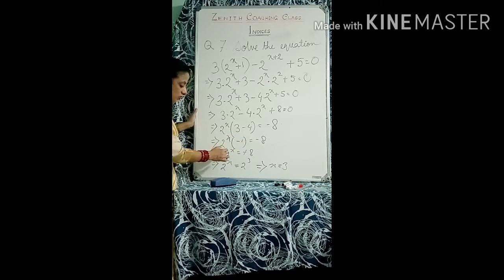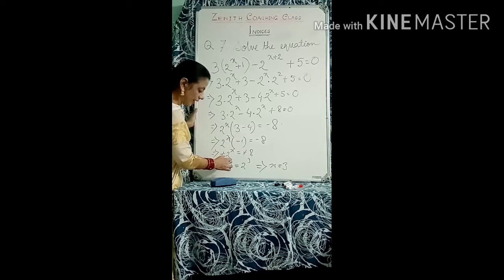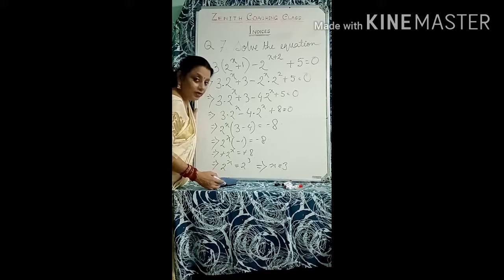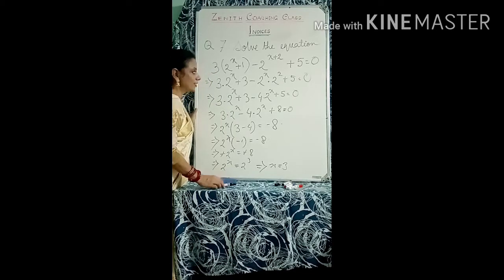So minus 2 to the power x equals minus 8, cancelling the minus symbol. So you will get 2 to the power x equals 2 cube, that is, cancelling the base, you will get x equals 3. Not so tough a sum. Okay, let's observe the sum.